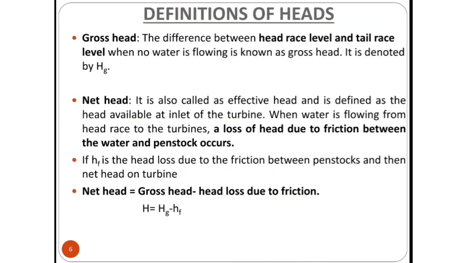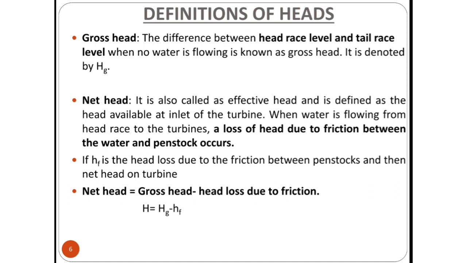The main reason is friction, and there are many other reasons which are very minor, but friction plays the major role. So we will consider only the friction. The net head is nothing but the effective head available at the inlet of the turbine when water is flowing, whereas gross head is the head when there is no flow.